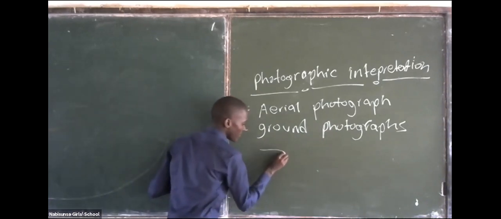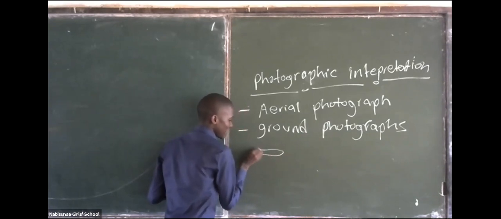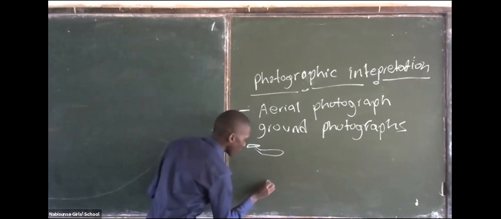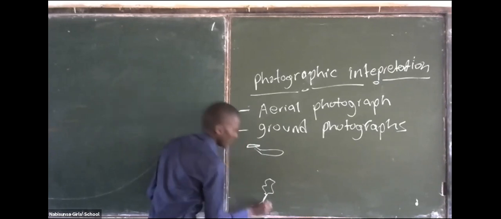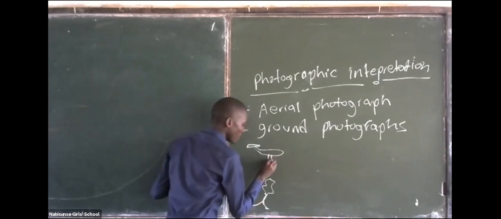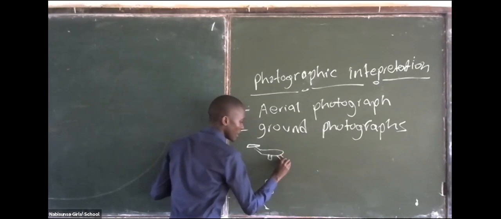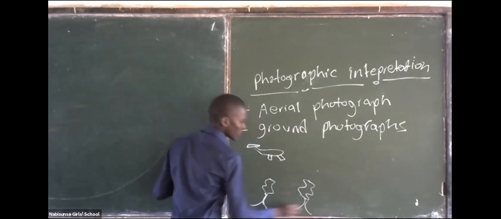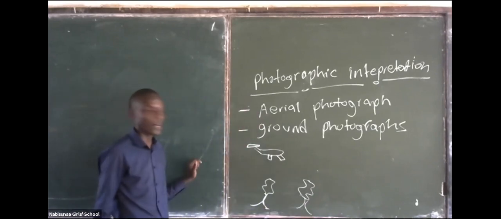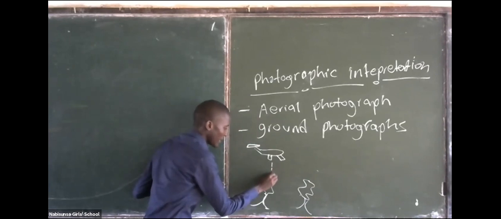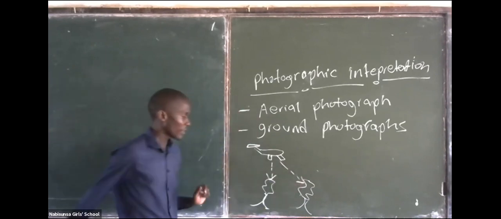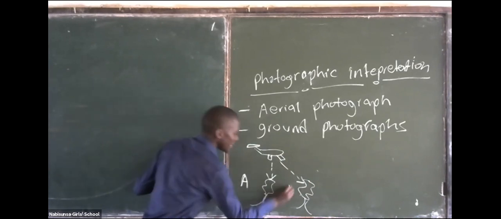Assuming, let me draw something. My art is not nice. Assuming someone is in an airplane. Now, assuming this is our tree, I hope you are seeing. Now the camera is here. We have two cameras, another one is here. Even there is another tree here. This is aerial. That's what she's trying to talk about, when the photographer is above the objects he's taking. We have A and B.